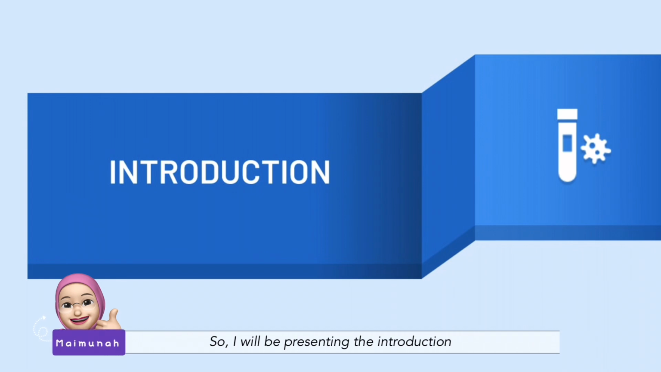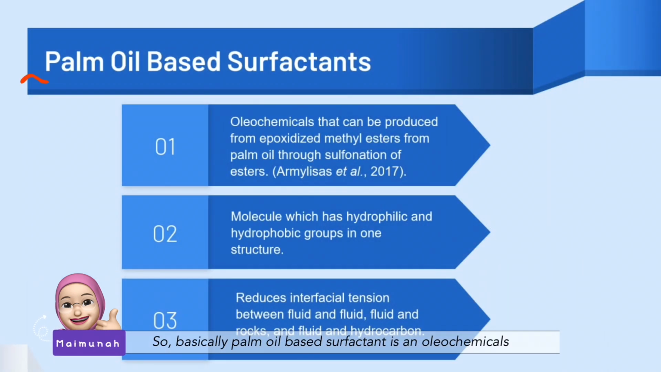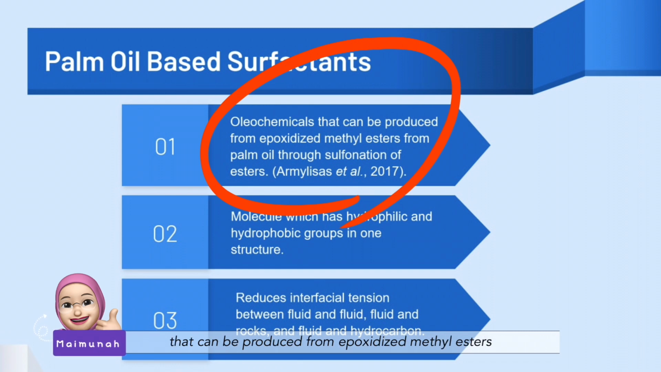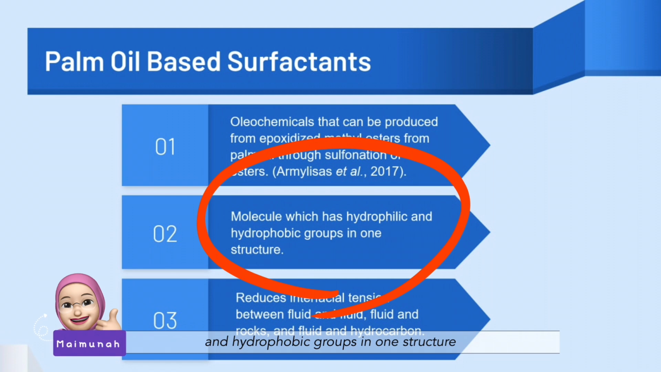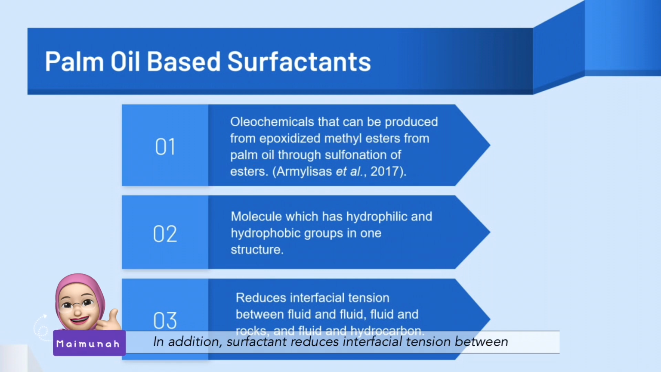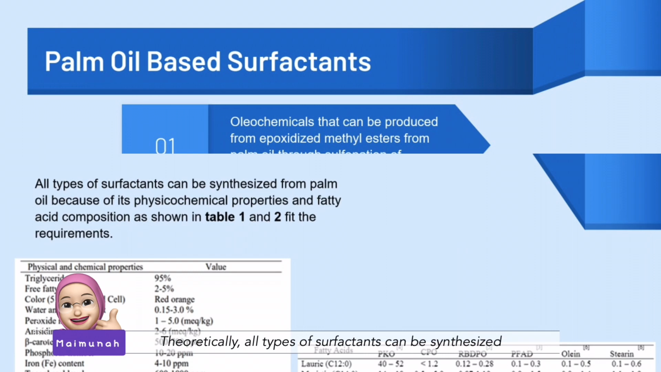I'll be presenting the introductions. Basically, palm oil based surfactant is an oleochemical that can be produced from epoxidized methyl ester from palm oil through sulfonation of esters. It's a molecule which has hydrophilic and hydrophobic groups in one structure. In addition, surfactants reduce interfacial tensions between fluid and fluid, fluid and wax, and fluid and hydrocarbon to increase the permeability of formations in an effort to increase the production rate.